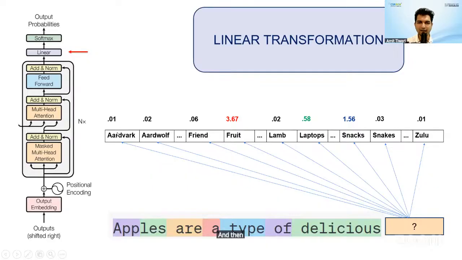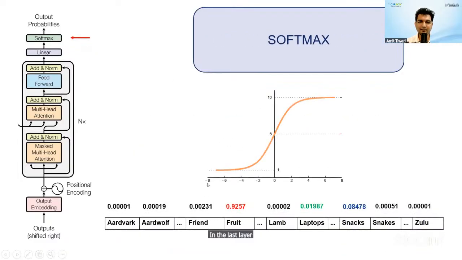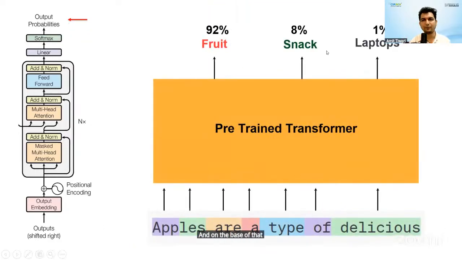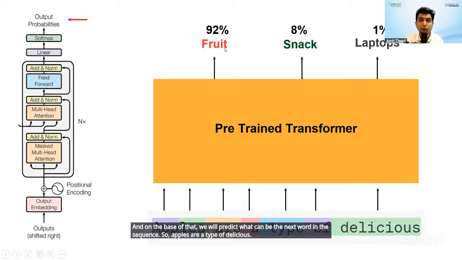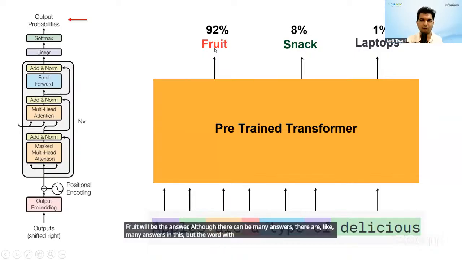And then this whole mapping to all the words that are there in the English language, in the last layer, we will just do a softmax. That means that we will adjust it to a probability distribution where the word which has the highest score will be given the highest probability. And in this case, the word that has the highest score is fruit, and it will be given the highest probability. And on the basis of that, we will predict what can be the next word in the sequence. So apples are a type of delicious. Fruit will be the answer. Although there can be many answers, the word with the highest probability will always come.